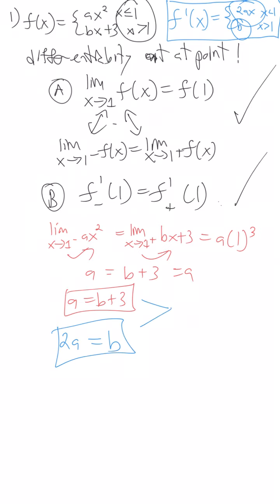Now you put the two of these things together. And if you put the two of these things together, what do you get? You get that a must equal -3 and b must equal -6. And that's the answer to number 1.